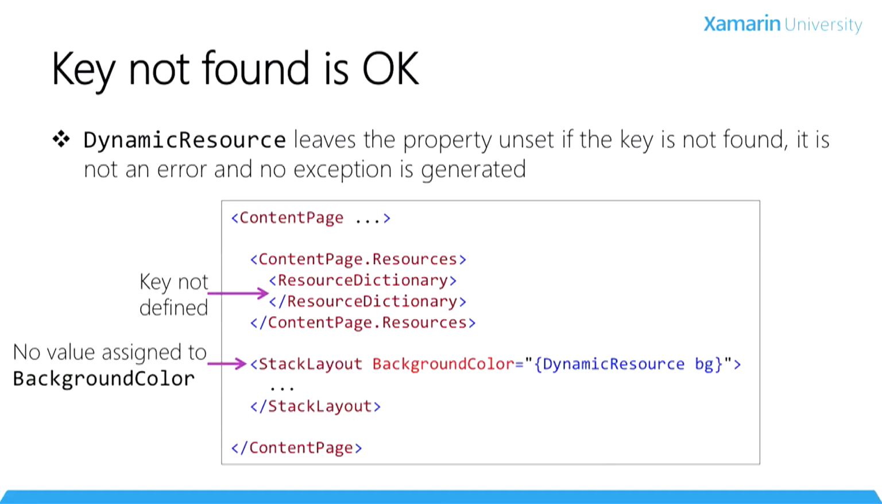Dynamic resource is designed to handle the case where a resource value is not actually available at startup. So if the key is not found, dynamic resource takes no action. It doesn't try to set a default value, but nor does it throw an exception either. It just leaves it as it is and waits for the value to be present. And once the value is present, it'll go and set it and then update it.